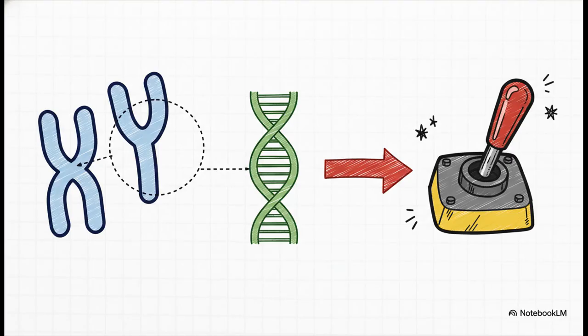So for most people, the story starts with chromosomes, right? Either 46XX or 46XY. But honestly, that's just the first page of a very complex instruction manual. The real action happens with specific genes on those chromosomes, and even on other ones, that act like these powerful master switches, flipping developmental pathways on or off.